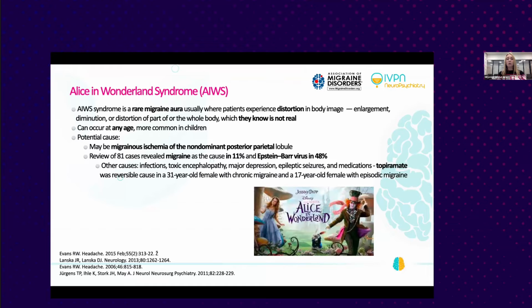So what's important also to mention is that sometimes administering topiramate, which is something that we use for migraine prevention, can also cause this distortion in body image. However, it's completely benign and it will resolve by itself.